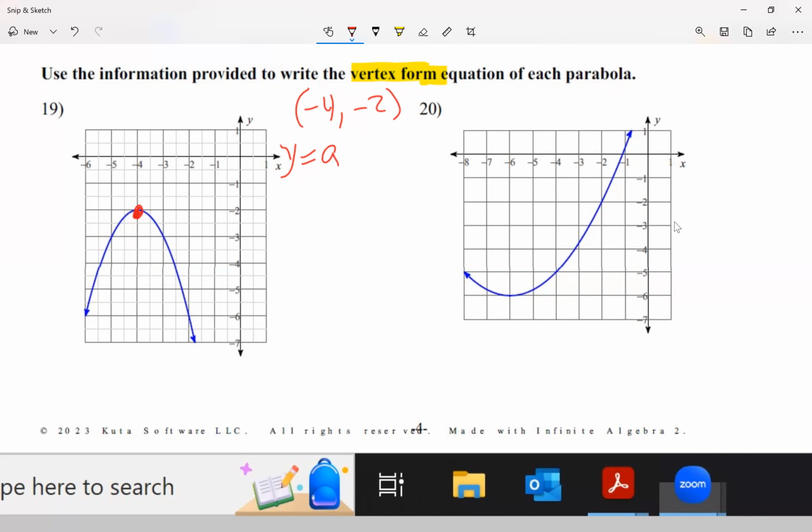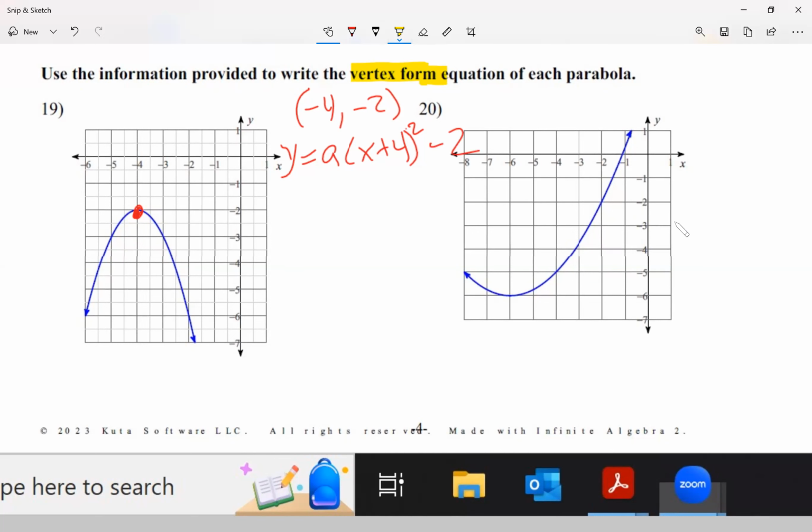But right now I just want to write a, and I'm going to open parentheses, and I'm going to write x plus 4, squared. Notice how my x value was a -4, and inside the parentheses I wrote x plus 4. So don't forget I had to switch the sign. Square the parentheses. And then the y value of my vertex is -2, so I'm going to write -2 at the end.